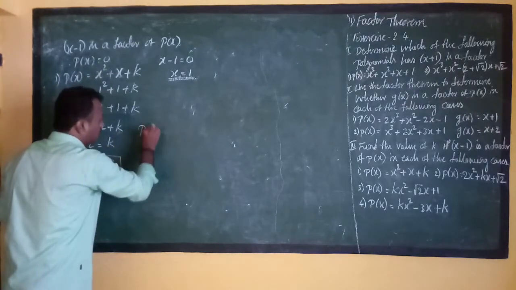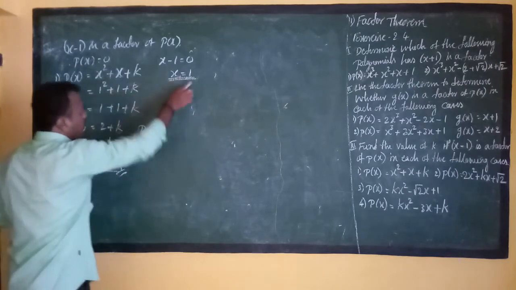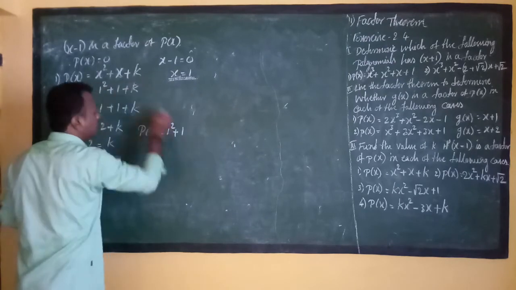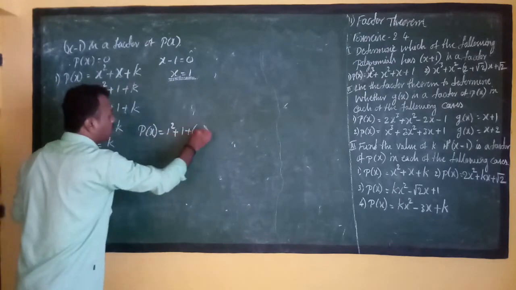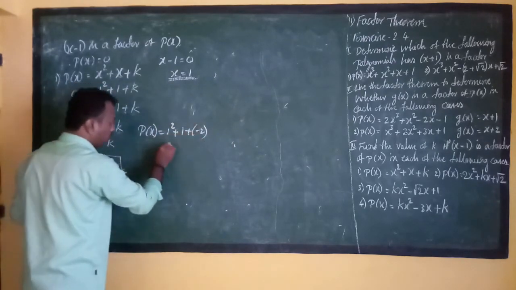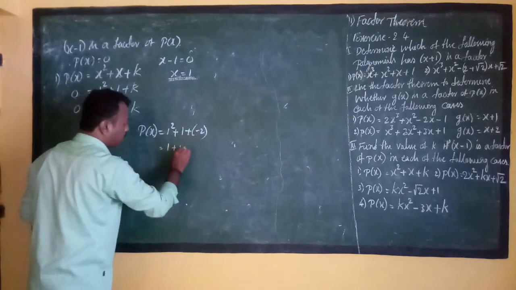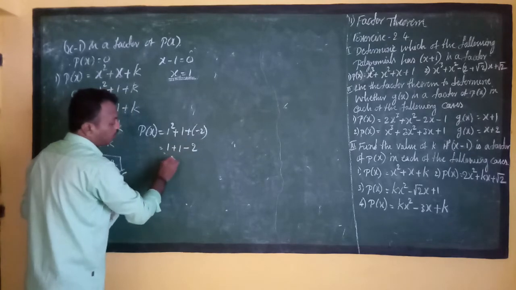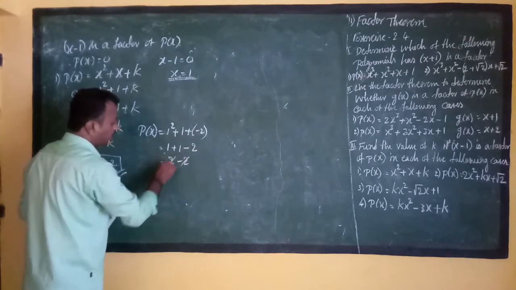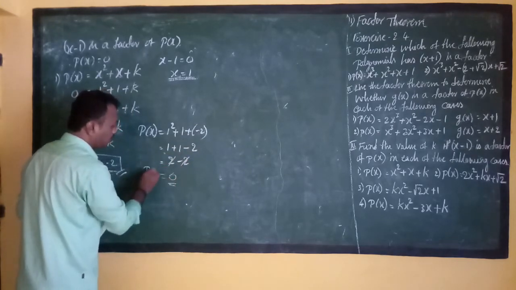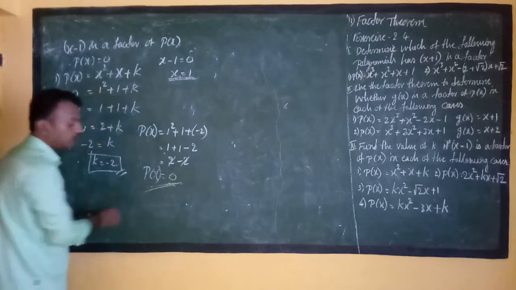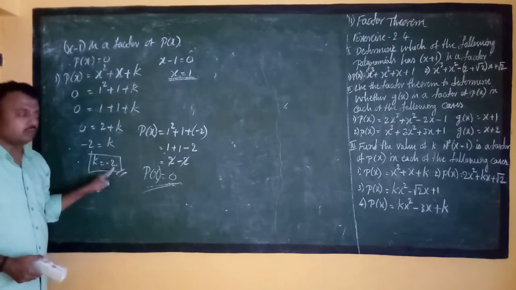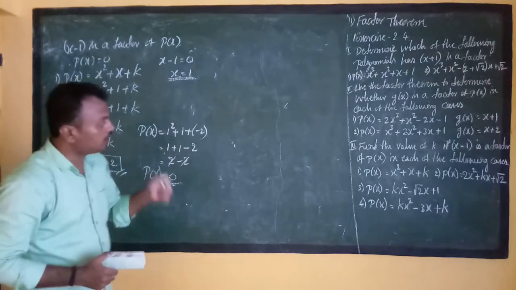P of x is equal to x square, which is 1 square, plus 1 plus k, that is minus 2. 1 square is 1, plus 1, plus minus 2. So 1 plus 1 plus 2 minus 2 cancels and becomes 0. Here students, P of x becomes exactly 0. Therefore the k value is exactly equal to minus 2. Okay students, next question number 2.